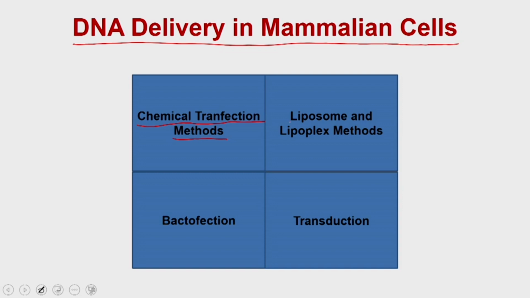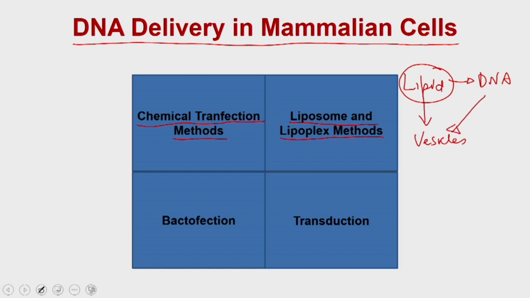In the other approach, the liposome or lipocomplex methods, people use lipids, and these lipids make a complex with DNA, or in some cases these lipids form vesicles, and these vesicles engulf the DNA, and then these vesicles fuse with the host cell, and as a result the recombinant DNA is delivered to the mammalian cells, and then it reaches the nucleus and expresses the recombinant gene that you put into this recombinant DNA.